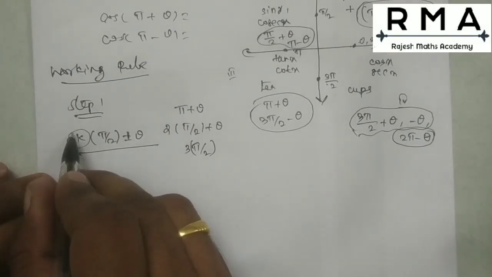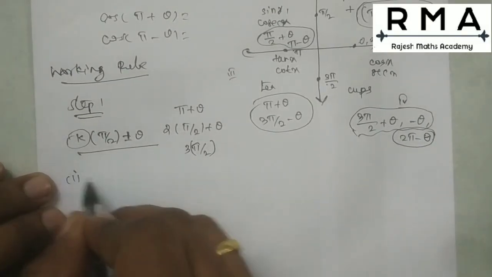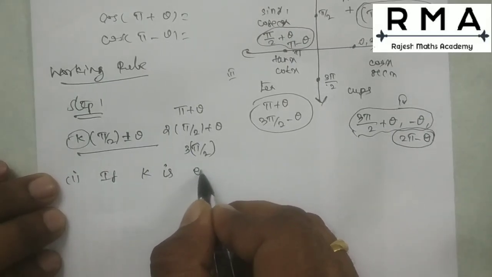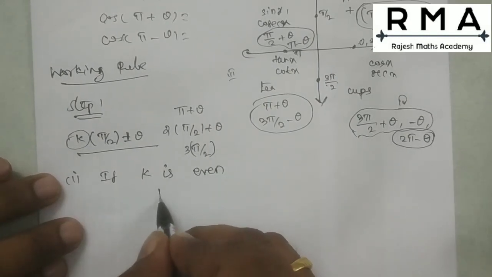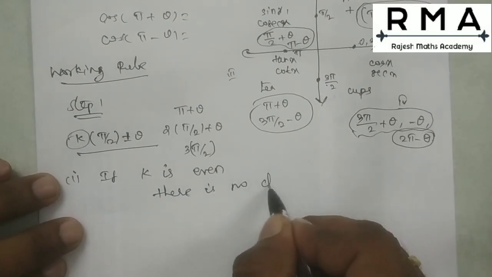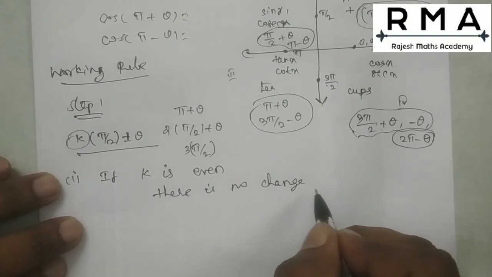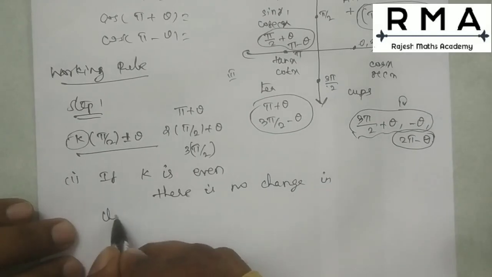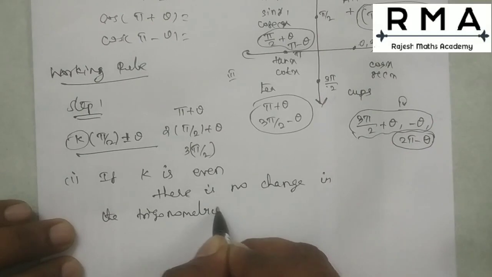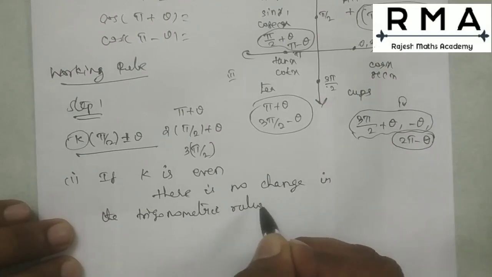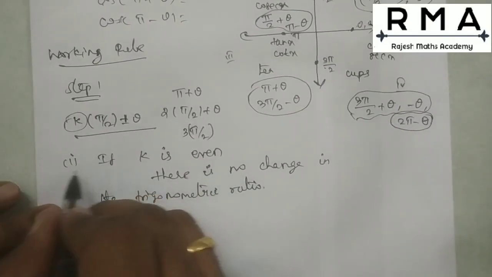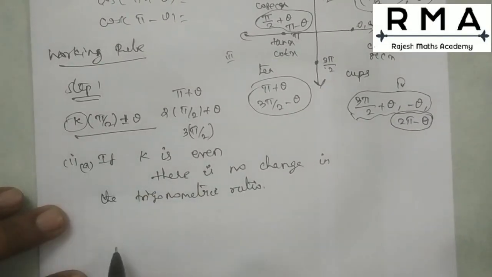After writing this, we have to see whether k is even. If k is even, there is no change in the trigonometric ratio. Clear? This is the first step; we can take it as A.